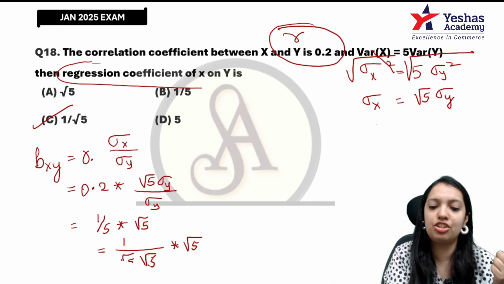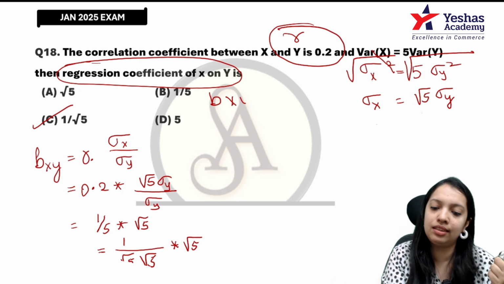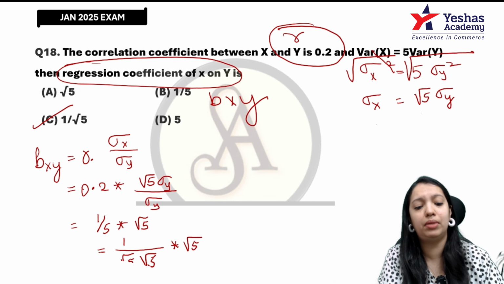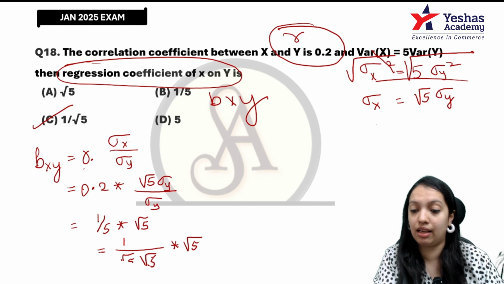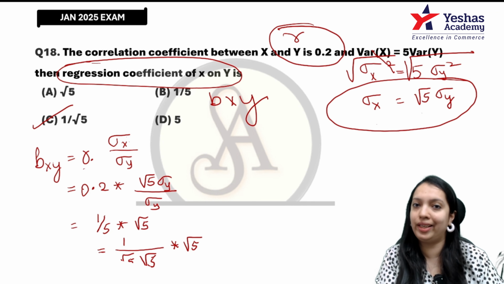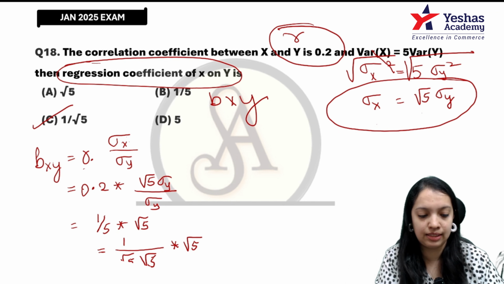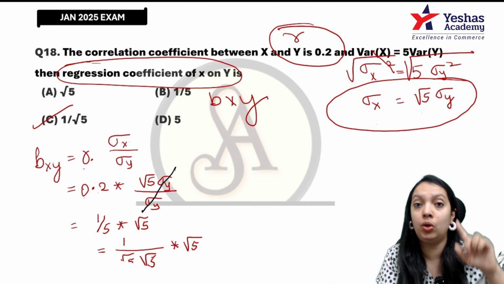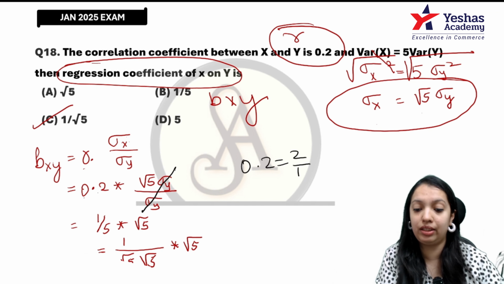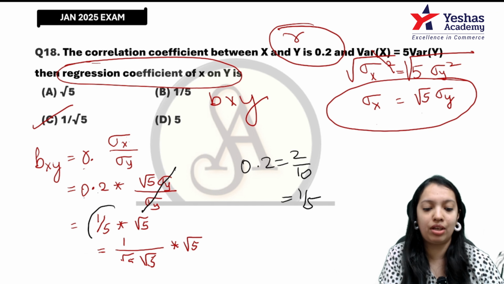If you want the regression coefficient of x on y, it is bxy. This is given by the formula R into sigma x by sigma y. Sigma x, replace this. Sigma y is written as it is. Cancel numerator and denominator. What do you mean by 0.2? 0.2 is 2 by 10 or 1 by 5. So I have replaced that value as 1 by 5 into root 5.